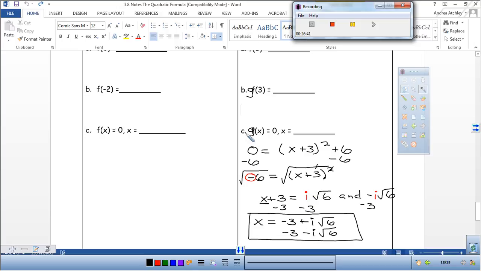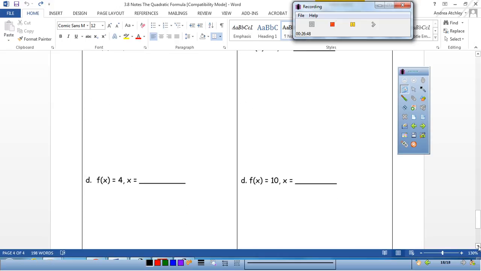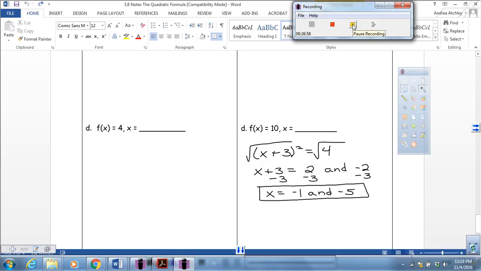Okay, so I want you guys to do D now on your own. Substitute 10 in there. And solve it. Just a minute, hang in there.